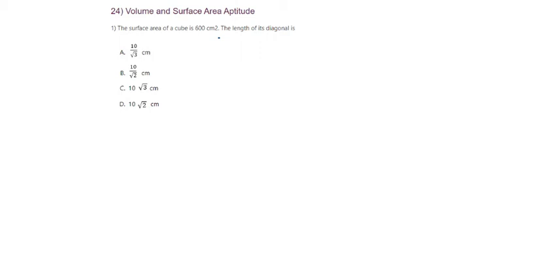The next question is your volume and surface area aptitude. This is also very easy. You can just see how in the most simplified way we can solve. Here they have given the surface area of a cube. So what is the surface area formula? 6a square is your surface area formula. So surface area of a cube is 600 centimeters square.